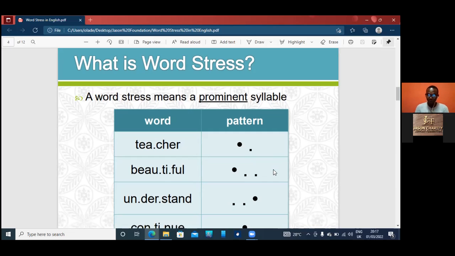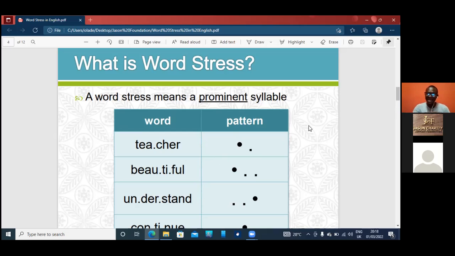Are you with me? All right, the word teacher has two syllables. And the trick is this, please pay attention. Any syllable that has the shortest sound in the English language, which is the schwa sound, does not take the stress. Any syllable that has the schwa sound does not take the stress.